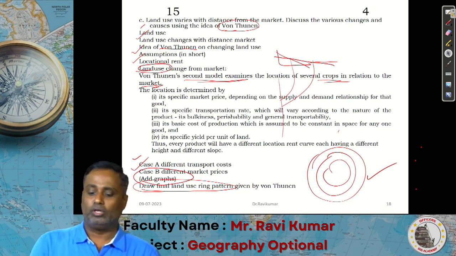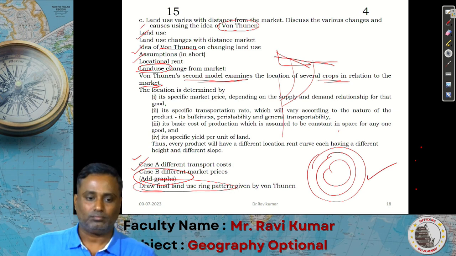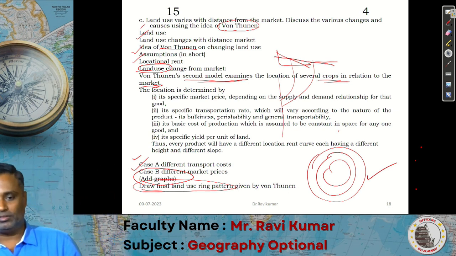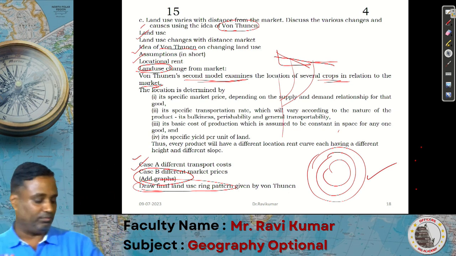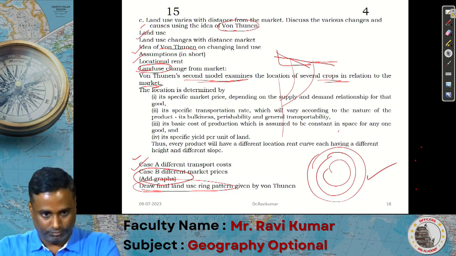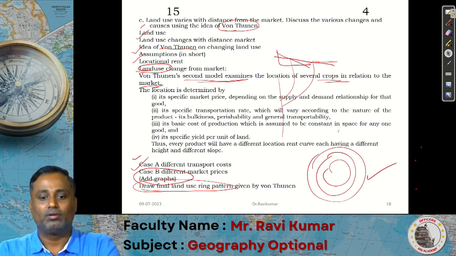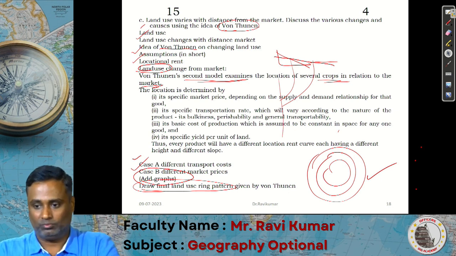So what kind of conclusion will you give for this question? They're asking only theory, there's no obligation to criticize here. We can say that land use changes with time and space. Whether you give criticism or not, normally for these kinds of theories we go with a positive conclusion. Okay, a positive mode of conclusion.